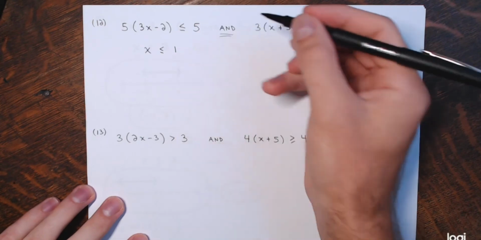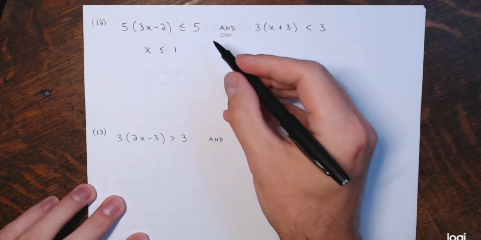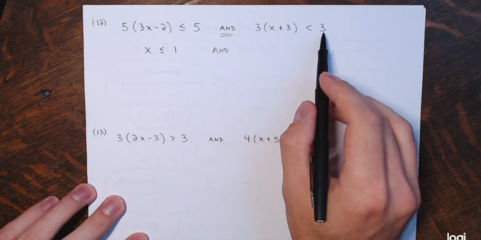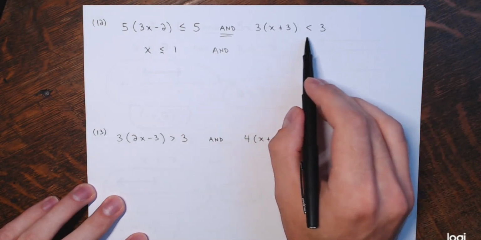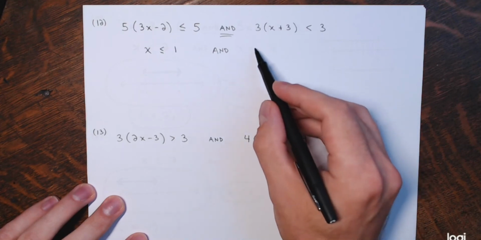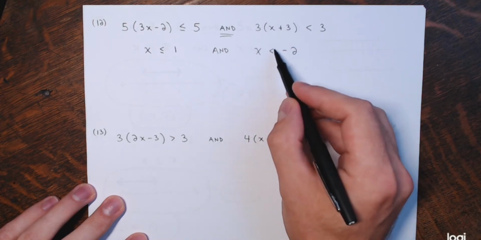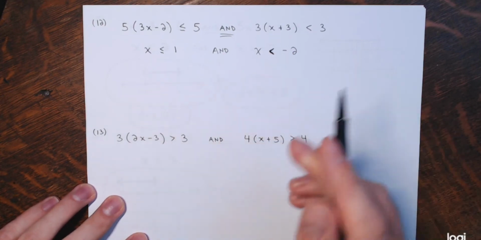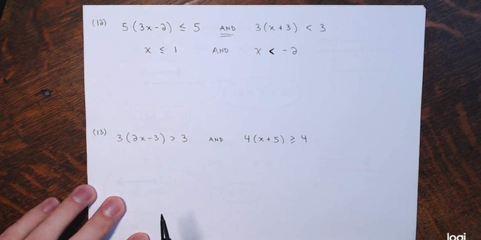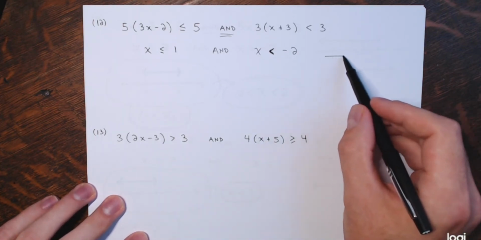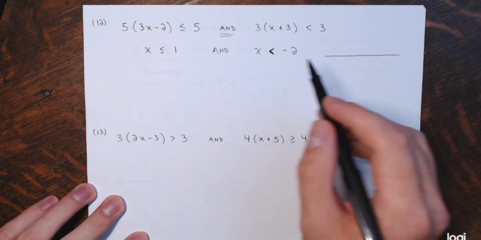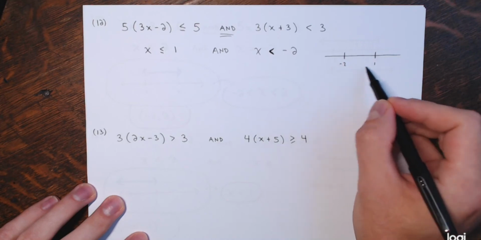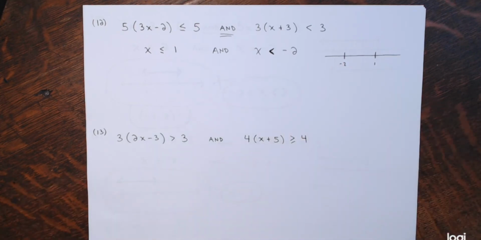But don't forget, and the solutions of this one. So here I would divide by 3, making that a 1, and then subtract 3. 1 minus 3 is negative 2, and we wouldn't change the symbol. So x is less than or equal to 1, and at the same time, x needs to be less than negative 2 as well. So again, off to the side, I'm going to make a rough graph. Now the numbers mentioned are positive 1 and negative 2, and make sure you're marking them in the correct places. Negative 2 would be to the left of positive 1.